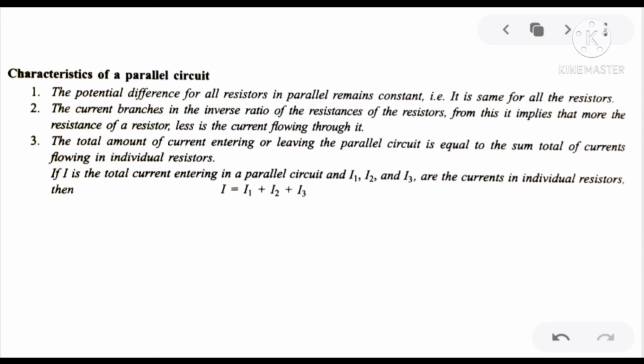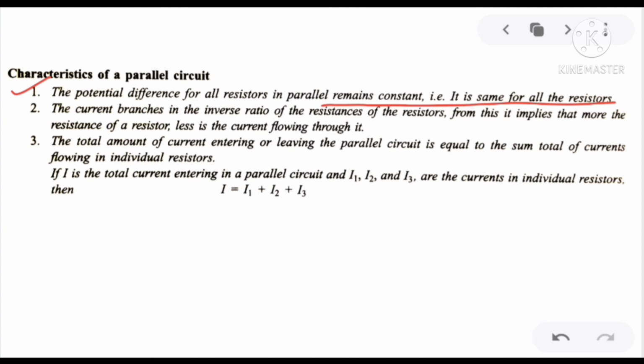So let us see these characteristics. These are important characteristics here. Now see here, number one, the potential difference for all resistors in parallel remains constant. It remains the same, that is, it is the same for all the resistors. Remember this thing. The current branches in the inverse ratio of the resistances of the resistors.